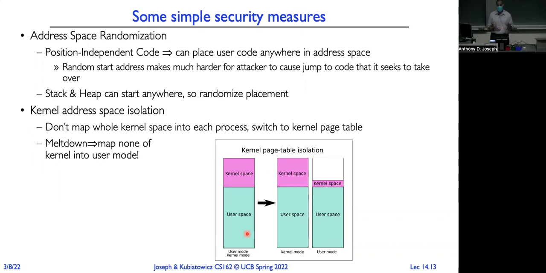Now when the kernel wants to access that code or access that data, it has to switch the context for the address space, and that's expensive. We'll see why when we get into caching and TLBs.